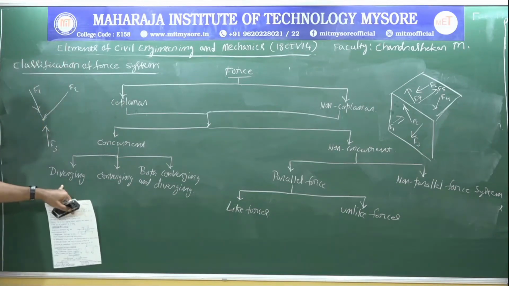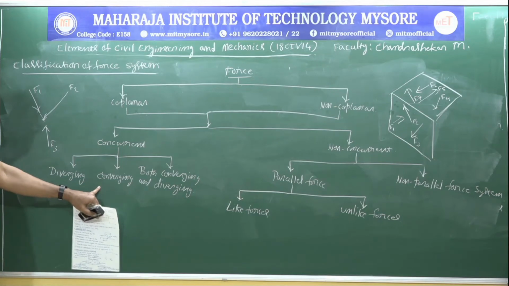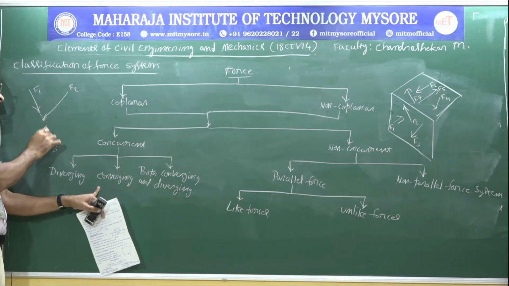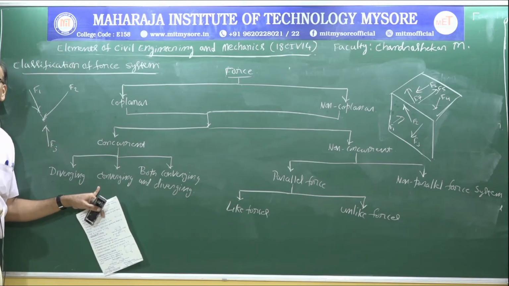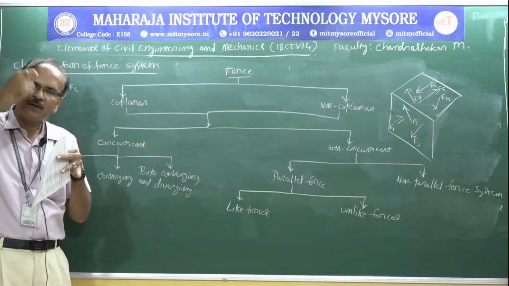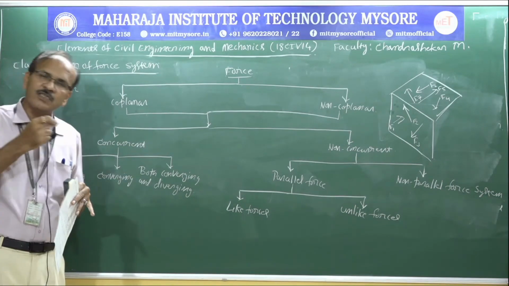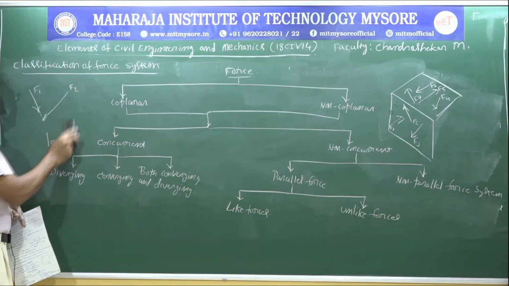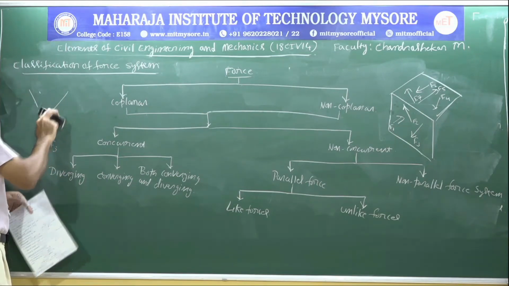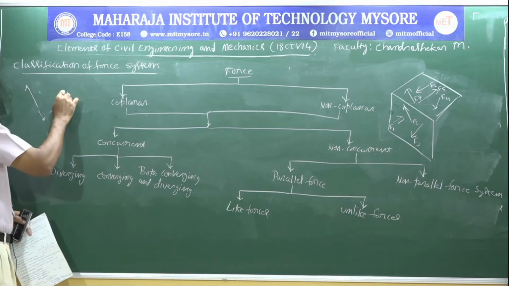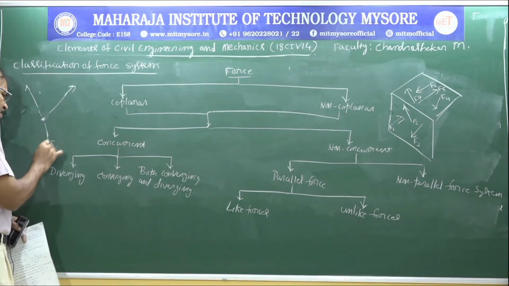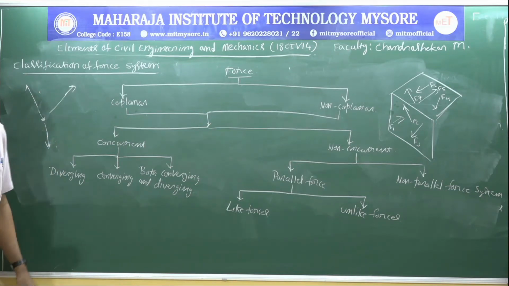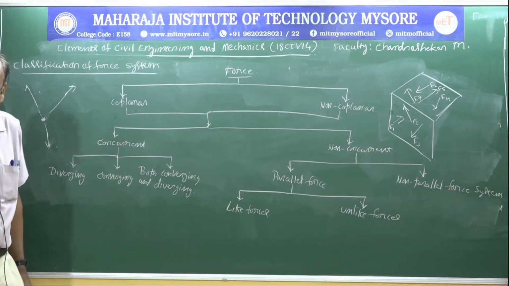So what is a converging force system? If you take these forces, all the forces are acting towards the point. That means they are converging at a single point. So this is called a convergent force system. Next, if I take a set of forces which are acting away from the point, then these are a divergent force system.